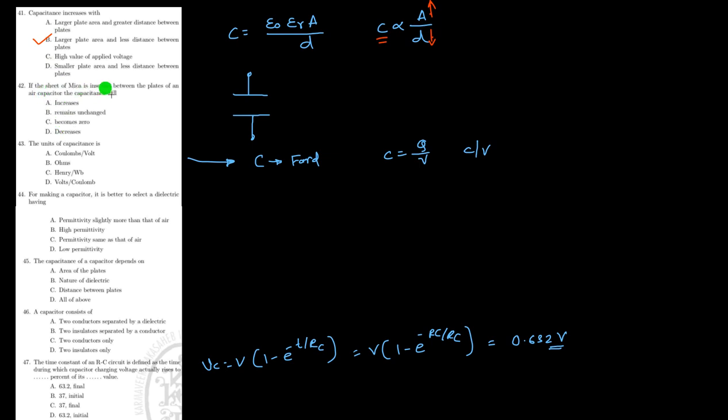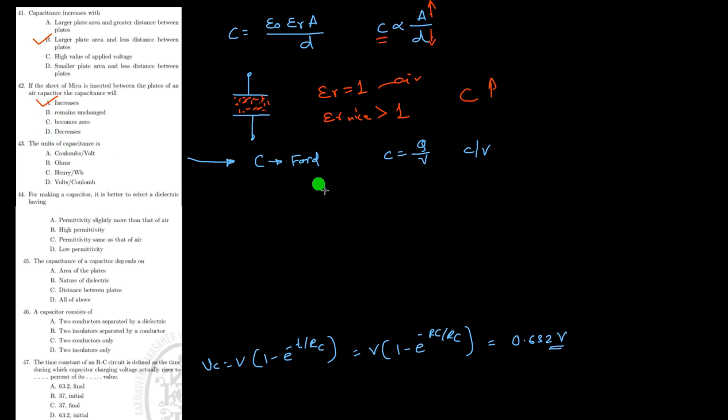If a sheet of mica is inserted in an air capacitor, so this is the capacitor having air, and if I insert the mica paper in between, obviously the relative permittivity is initially 1 when air is used, but the relative permittivity of mica is greater than 1, hence your capacitance value will increase. So the capacitance value increases.